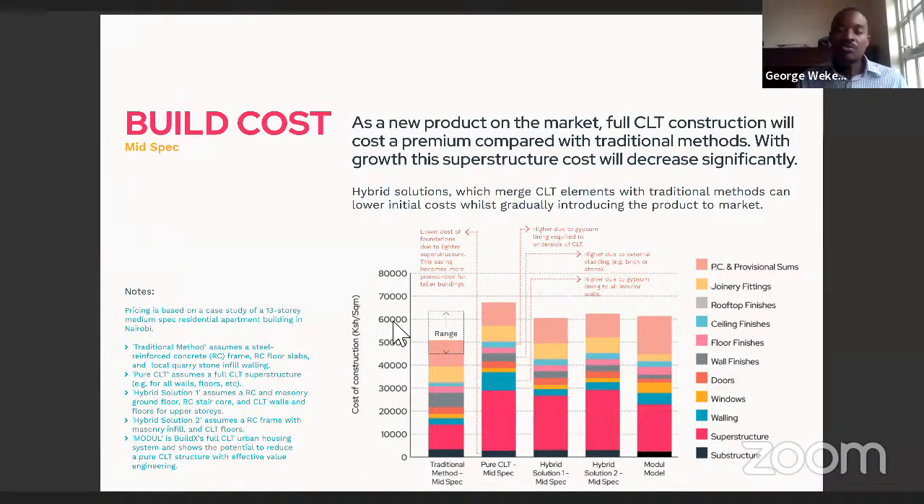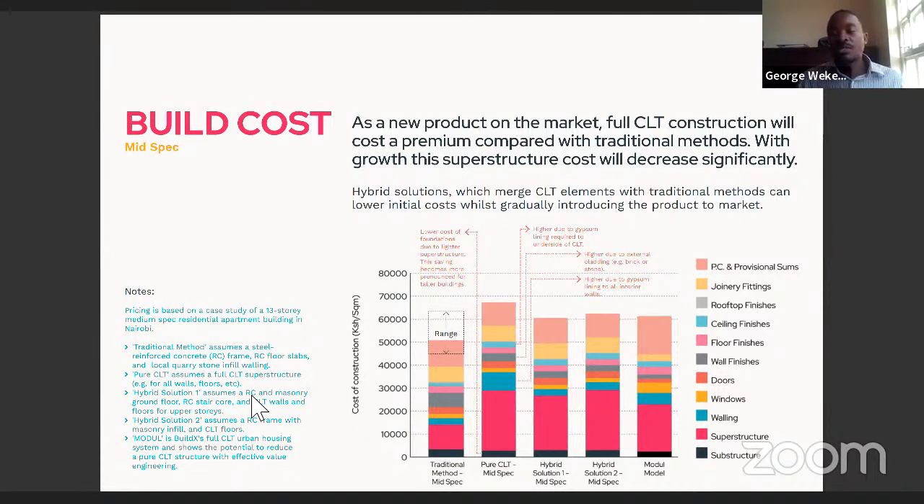So if we're able to put the whole demand and supply chain together, from the forestry to the market, where we strongly advocate for wood, and be able to attract investors to set up a CLT or mass timber factory here in Kenya, then this is a product that will be really cost competitive. But there are other options, as you can see here as well, hybrid systems where you have a reinforced concrete and masonry ground floor, a reinforced concrete staircase core, CLT walls, and floors for the upper stories.